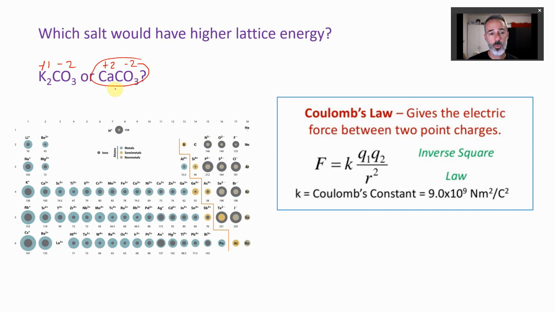Can the two trends compete with each other? Absolutely, depending on the ions you choose. And remember, because the distance is squared, if you ever had to choose between an increasing charge and an increasing radius, say, the radius is going to have a stronger impact, all things equal. So that's how you figure out if one ionic substance has a higher lattice energy than another.